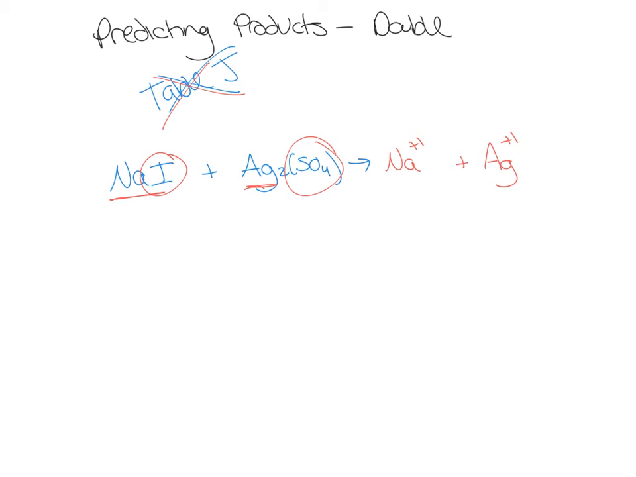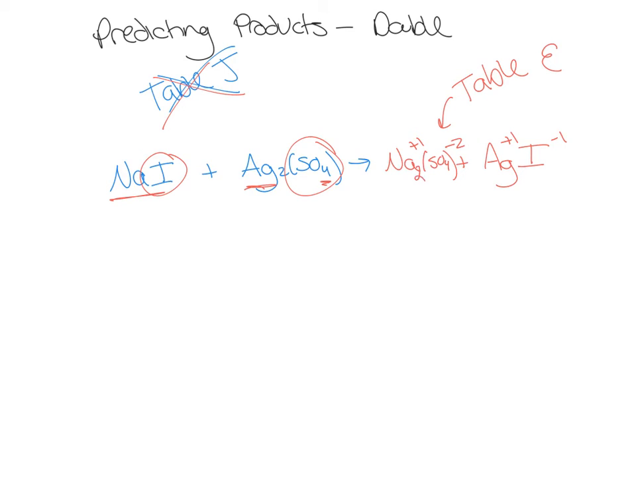Okay, so the I is going to go with silver, and the SO4 goes with the sodium. Again, because this 4 is in parentheses, it comes over, but the 2 didn't because it's not in parentheses. Look up their oxidation states. Iodine is -1. Sulfate is on table E because it's a polyatomic ion. Sulfate is -2.